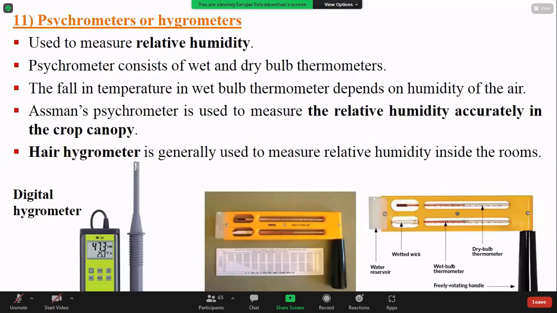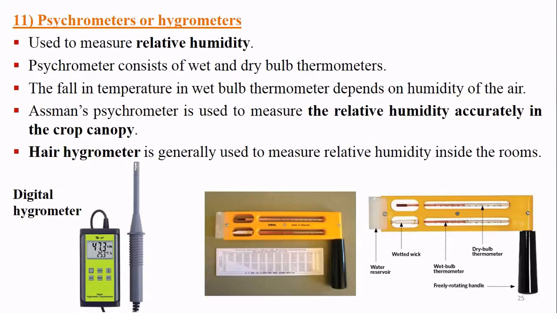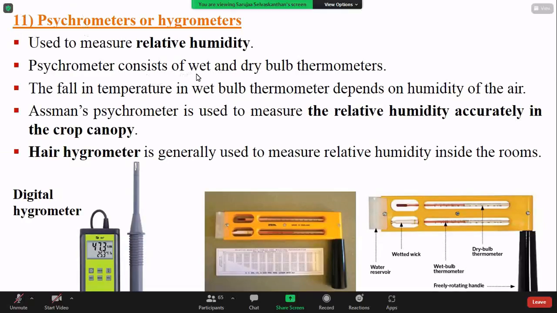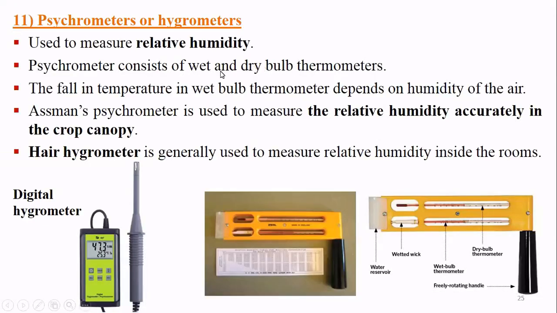Then hygrometers and psychrometers. This is used to measure the relative humidity, shortly RH. A psychrometer consists of wet and dry bulb thermometers. There will be a difference in the reading between the dry bulb and wet bulb.